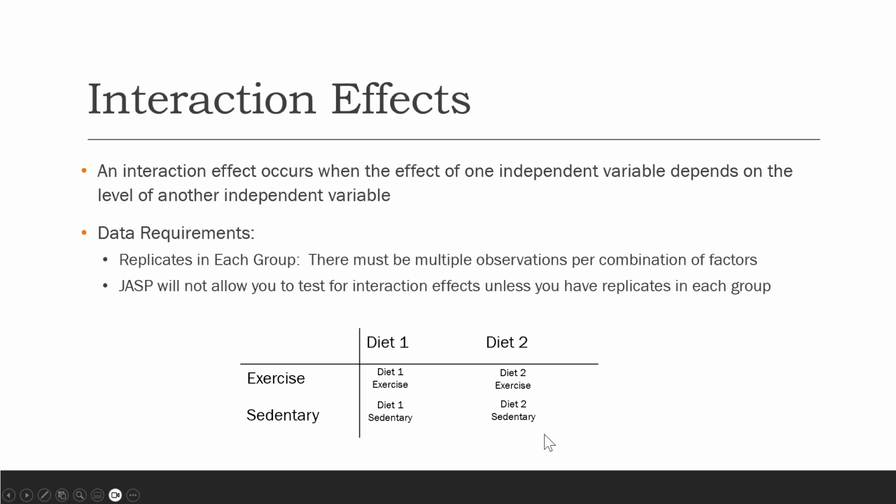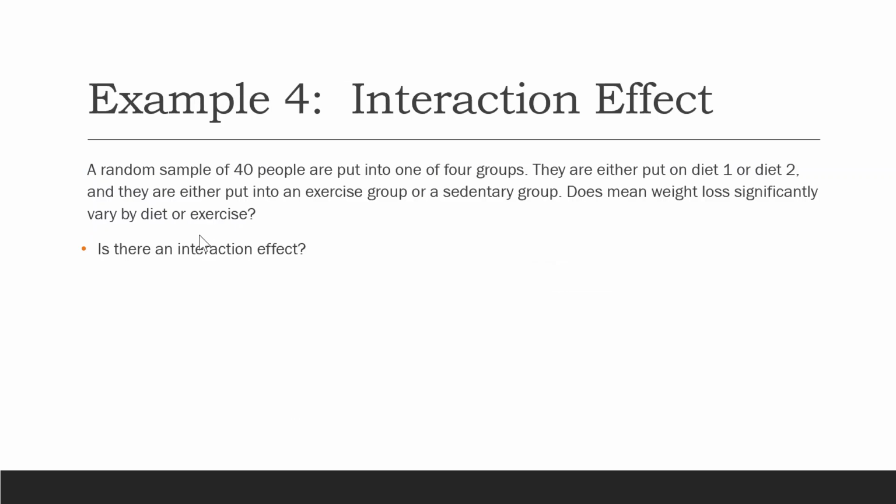I need replicates, meaning a small sample of observations in each of those groups in order for me to test for an interaction effect. All right. Now, I don't have to necessarily remember that because the statistical software is going to let me know if my data requirement is met. And you're going to see when we look at some examples what it would look like if the data requirement is not met and what error JMP gives us, which will not allow us to run a two-way ANOVA with interaction effects.